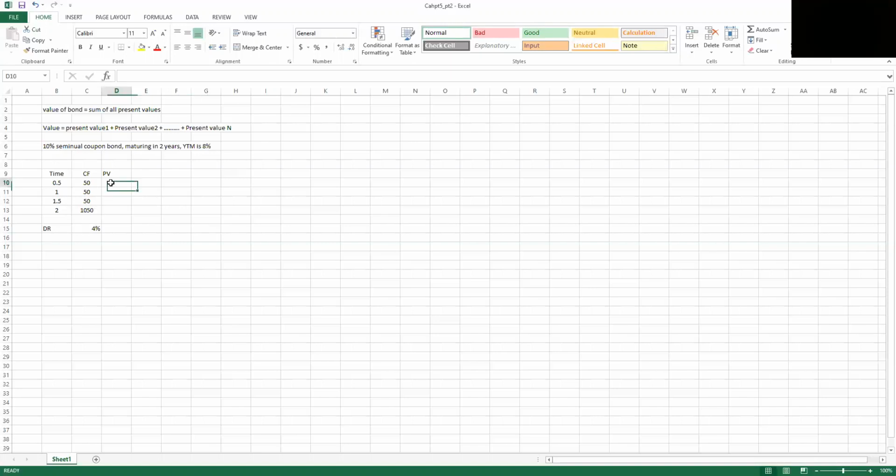In order to calculate present value, what we have to do is discount back each cash flow, which is the cash flow divided by 1 plus the discount rate, which is already divided by 2. So no need to divide it by 2. Raised to the power 0.5 multiplied by 2, as we are dealing in semi-annual time periods. You will get 48.08.